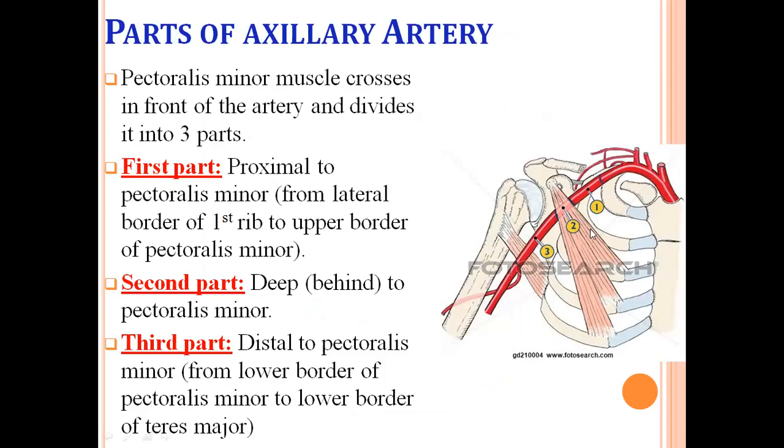Now the pectoralis minor muscle crosses in front of the axillary artery and divides it into three parts. First part, proximal, that means above the pectoralis minor, is from the lateral border of the first rib to the upper border of the pectoralis minor. The second part of the artery is behind the pectoralis minor. The third part is from the lower border of the pectoralis minor to the lower border of the teres major. This is the third part.